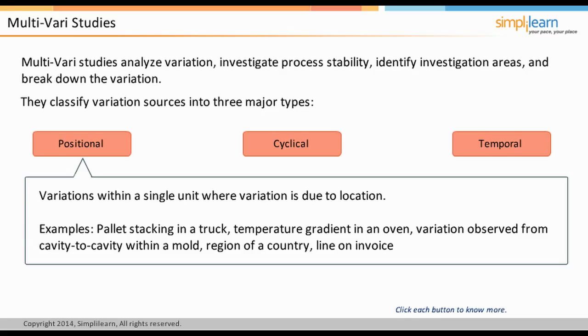Some of the other examples can be pallet stacking in a truck, temperature gradient in an oven, variation observed from cavity to cavity within a mold, region of a country, and line on invoice.